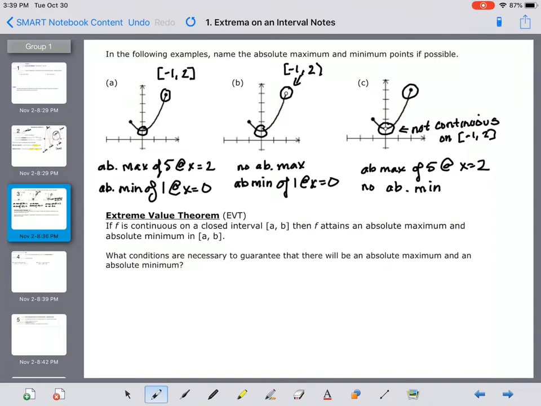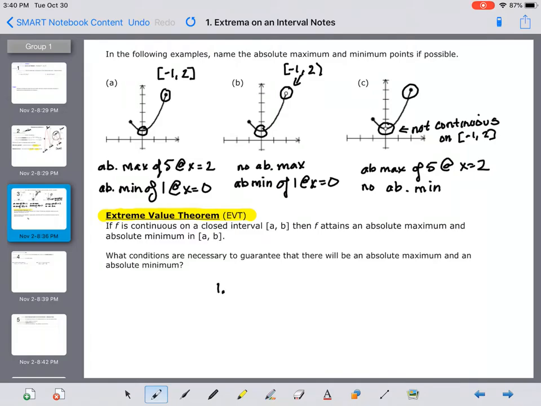So the only time we have an absolute max and an absolute min is if two things are true: if we have a closed interval, and if it is continuous. And that's the essence of our extreme value theorem, one of the big theorems in calculus. The extreme value theorem just says that if we have a function that is closed, has a start and a stop, and is continuous along every point within that interval, then we are guaranteed an absolute max and an absolute min. We have both.